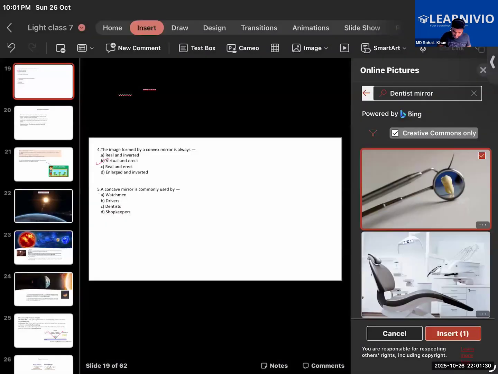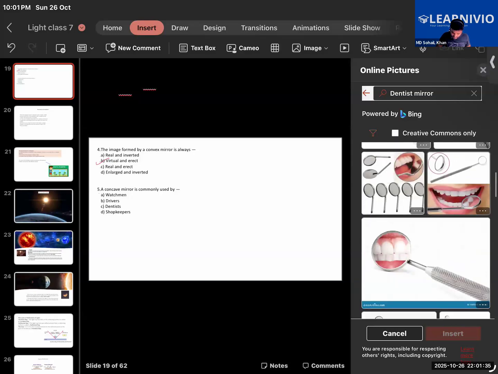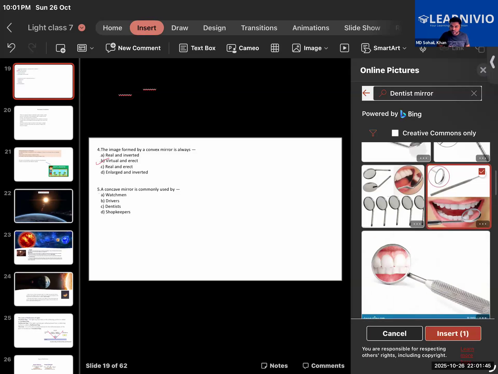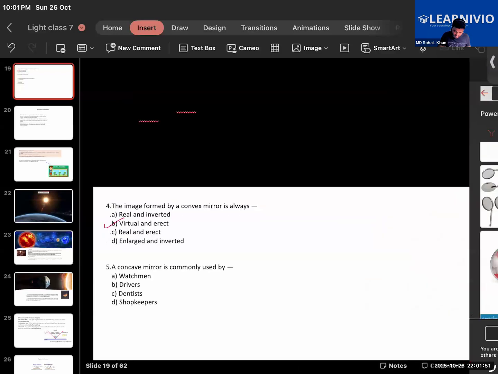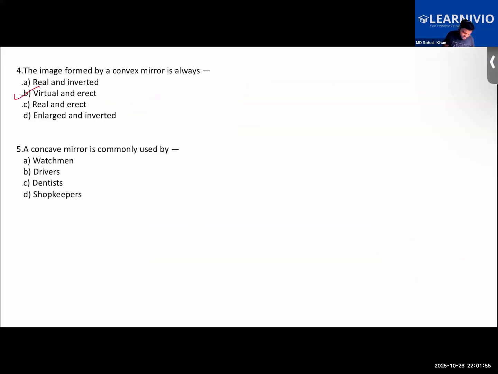Getting it? So this is the image I was telling you, or you can take a look at this one as well here. There seems to be some error with this. I hope you can spot the one I'm selecting now. So you can see how the image of the teeth is a bit enlarged. Right, Salman, Ibrahim, and everyone? Okay, so a concave mirror is commonly used by the dentist.